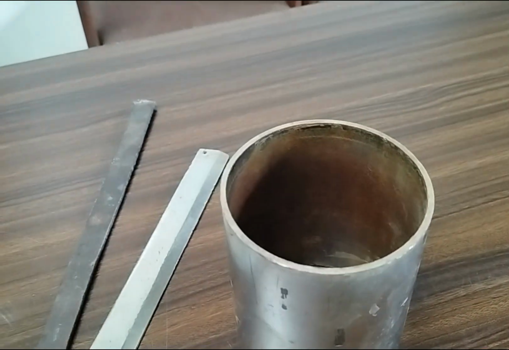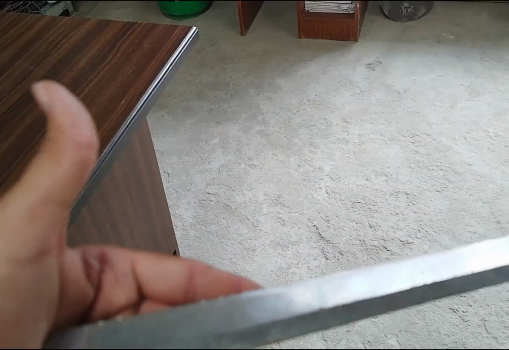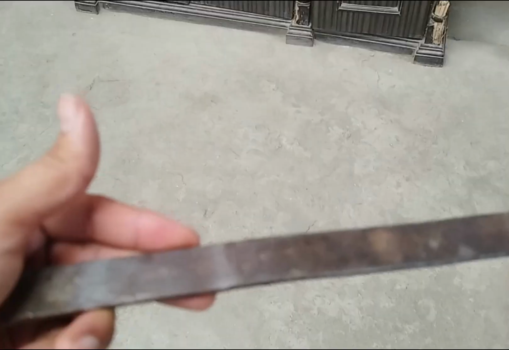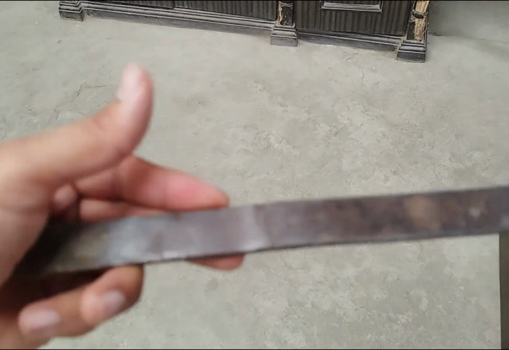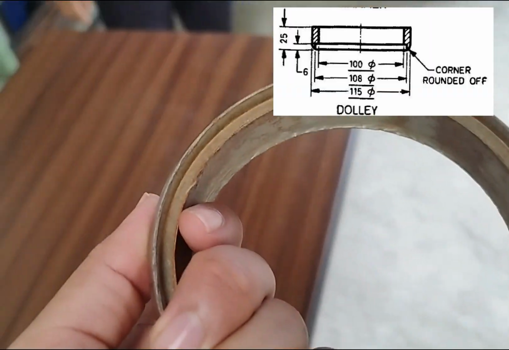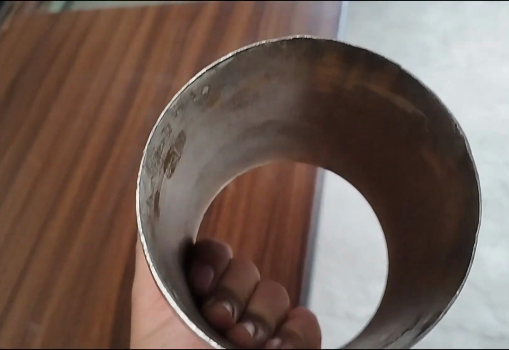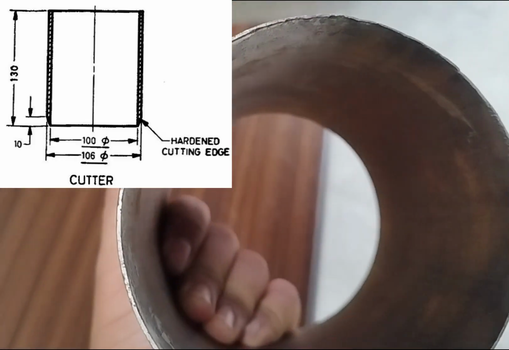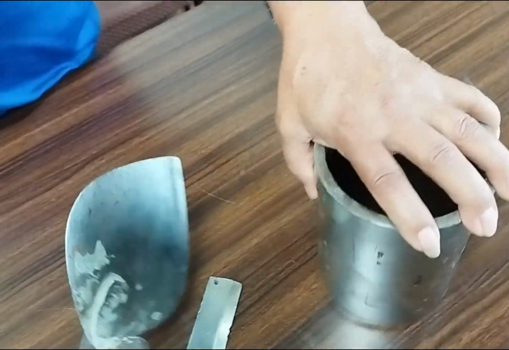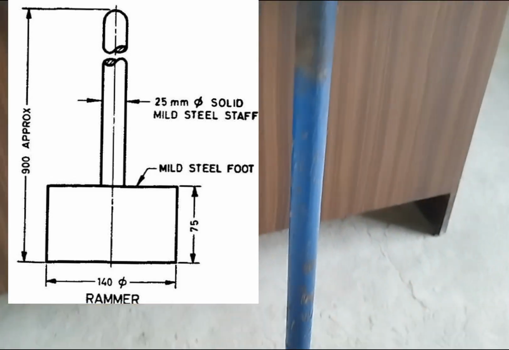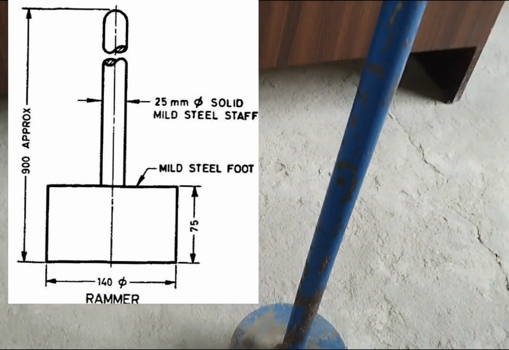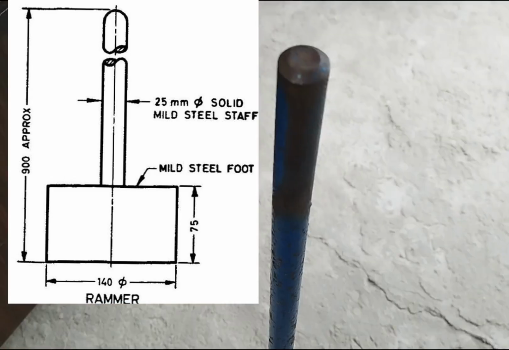The apparatus required for the lab are shown here. So this is the straight edge. This is the steel dolly that is 25 mm in height. This is the core cutter, or cylindrical steel tube. And this is a rammer of approximately 900 mm length and 140 mm diameter.